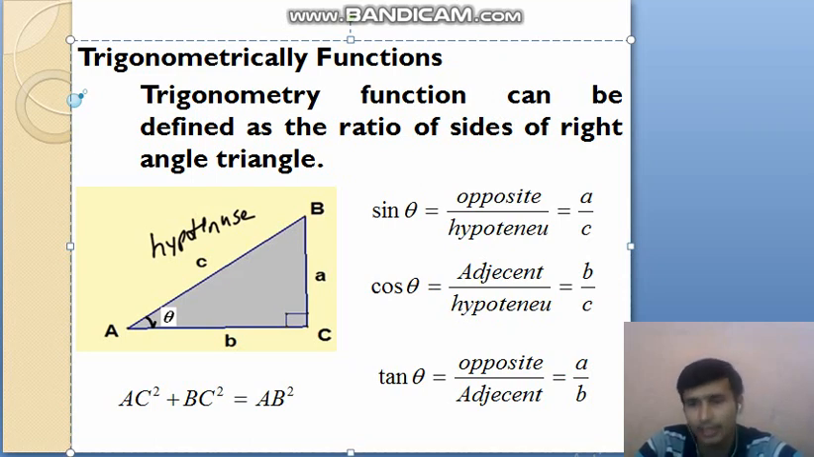Other trigonometric functions are there. The inverse of sine, that is cosec, is equal to the hypotenuse divided by opposite. Sec is equal to the hypotenuse divided by adjacent, and cot is equal to adjacent divided by opposite, right? But we need to remember these three most important trigonometric functions.